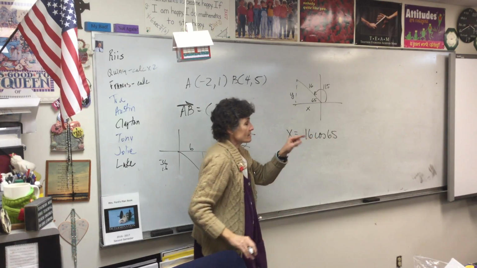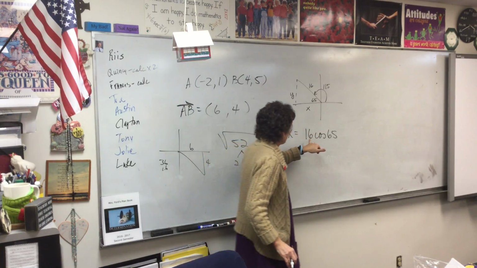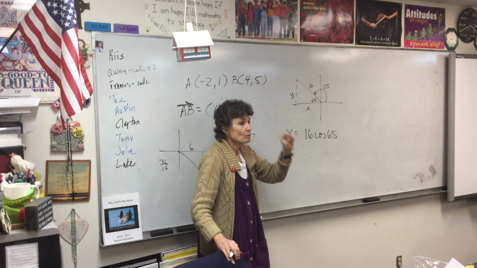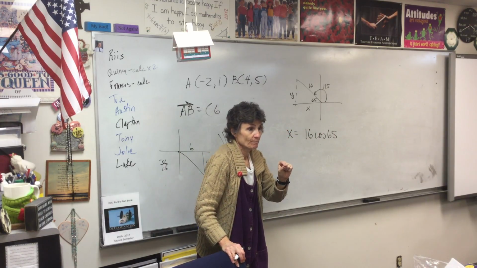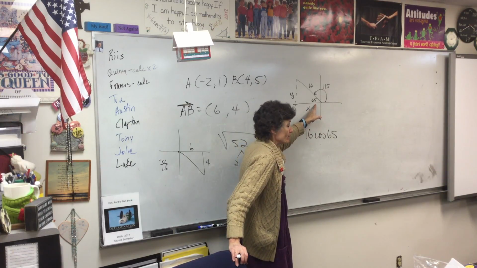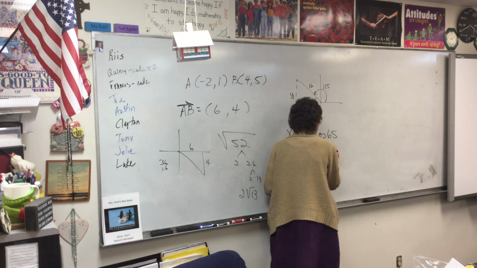Now, kids, on the quiz, some of you turn these around and you put the 65 here and the 16 here. Remember, the cosine goes with the angle. The angle. So it's always going to be cosine angle. So it's 16 cosine 65 and 16 sine 65.